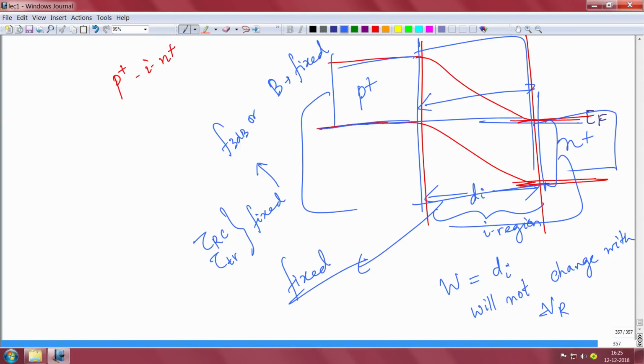So the advantage of PIN is that your quantum efficiency also depends, by the way, on 1 minus exponential of minus alpha times the depletion width where you are absorbing. In a normal PN junction, this depletion keeps changing with bias.